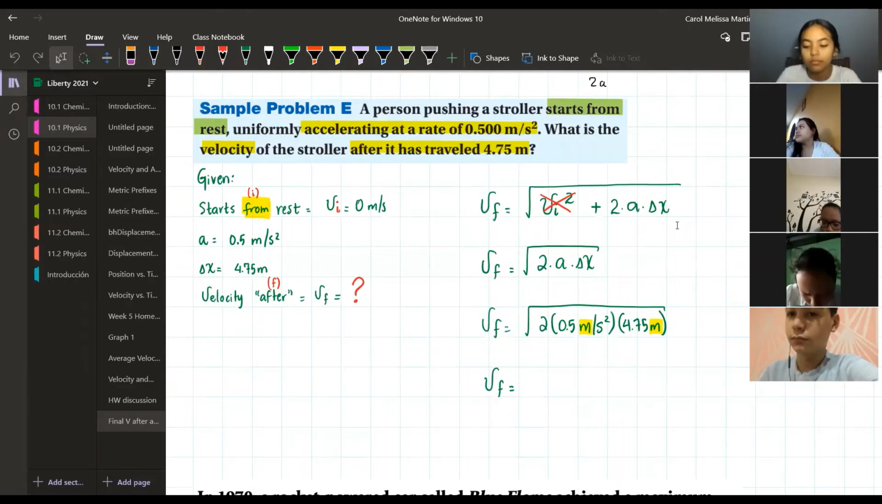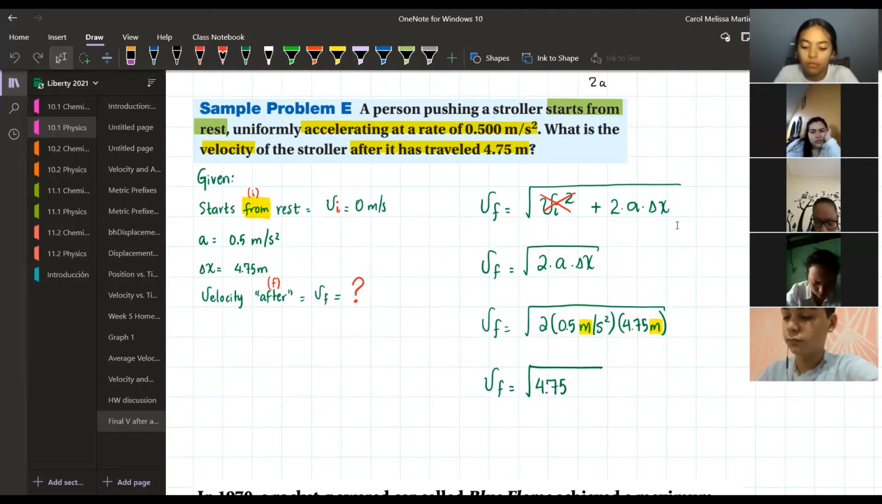So let's see. Vf is going to be equal to multiply everything, 4.75. Okay, so this is the square root of, I haven't applied the square root yet. Inside the square root you have the 4.75, but the units are different. Meters times meters are going to give you meters to the second power, and then below you're going to have the seconds squared, okay? So you just write it down.